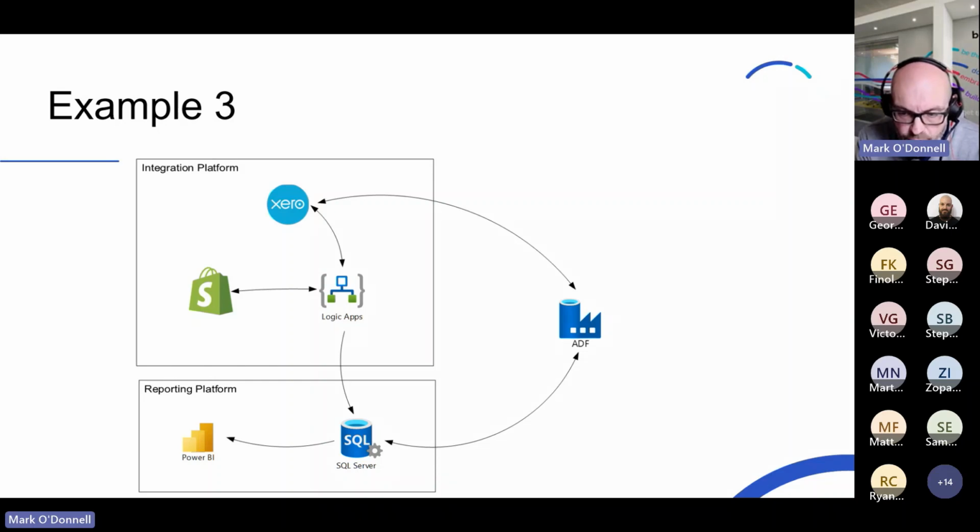But I've extended that out and I've put Azure Data Factory in. So the thinking here is that you would maybe have a batch overnight load that pulls, for example, general ledger data from Xero out and pushes that onto your reporting platform so that you can actually do proper financial reporting or reconciliation or whatever it is. But the point here is that it's a mix and match type approach. You can do it using logic apps and ADF here to facilitate different types of reporting on the same platform.